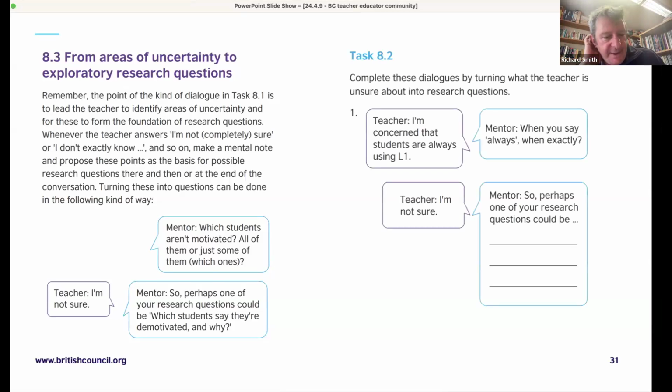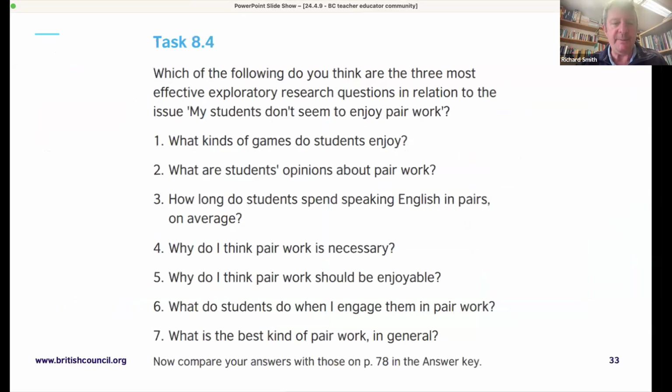And there are some exercises in the book. For example, I'm concerned that students are always using L1. When you say always, when exactly do you mean, when during the class? When do they use L1? When do they use L2? I'm not sure. Okay, so then you could imagine that the research question could be, at what points in the class do students use L1? At what points in the class do students use L2? And that can then help this teacher to understand and then to find some appropriate action.